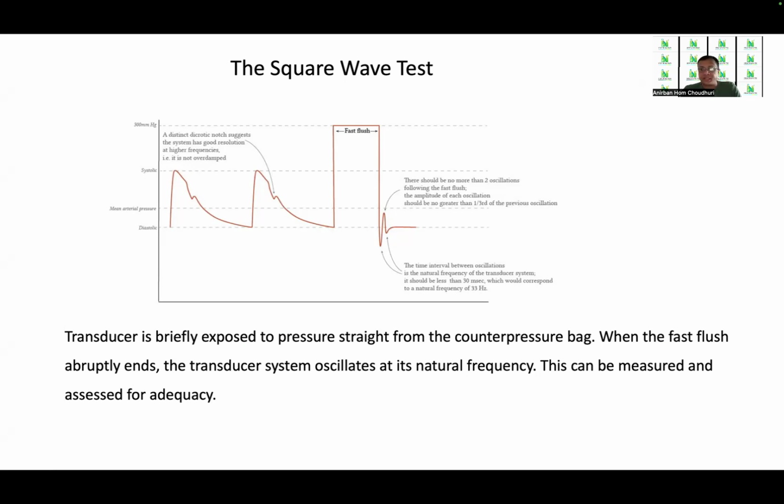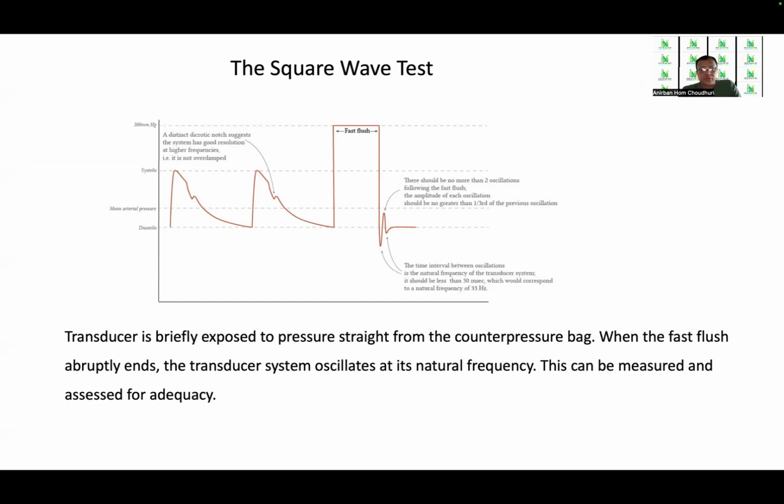Now, this depends upon its natural frequency and the damping coefficient. Therefore, a distinct dicrotic notch suggests that the system has good resolution at higher frequencies, or in other words, it is not overdamped. So normally, it takes one or two oscillations, 1.5 oscillations to be precise, to turn back to normal. If the number of oscillations is more than 2, then the system is underdamped. And if the number of oscillations is less than 1, then the system is considered to be an overdamped system.